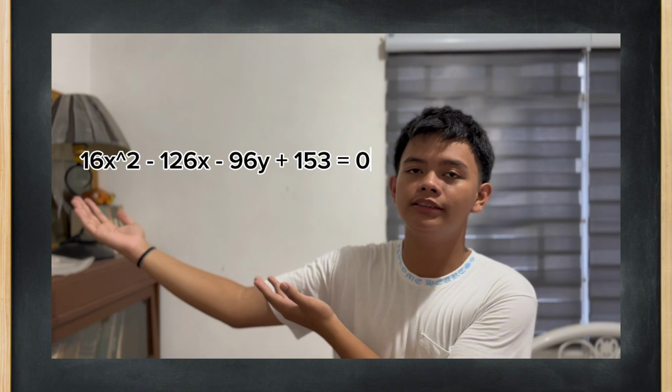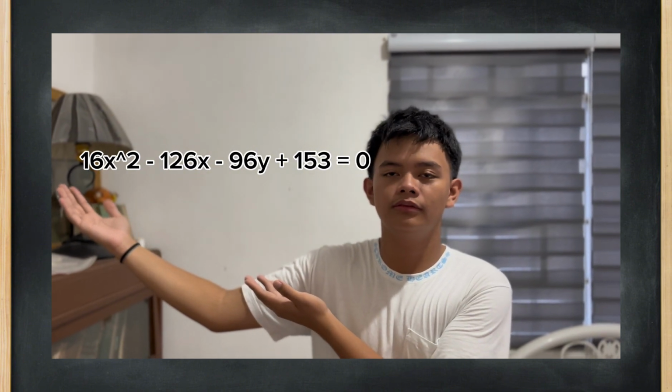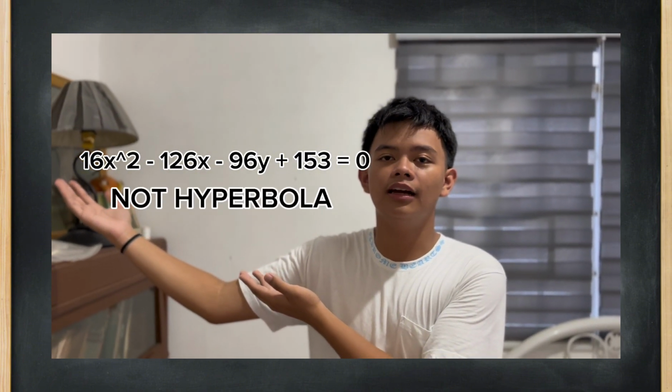Number 4. 16x squared minus 126x minus 96y plus 153 equals 0. It is not hyperbola.